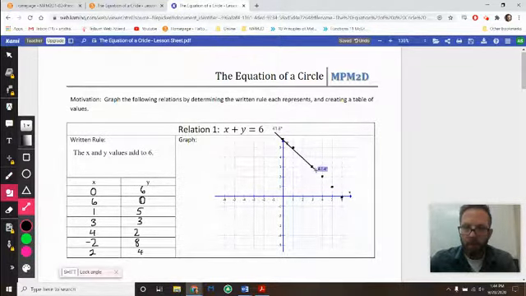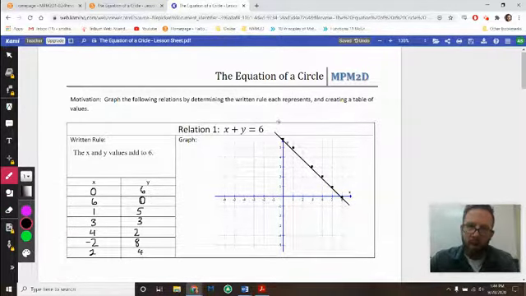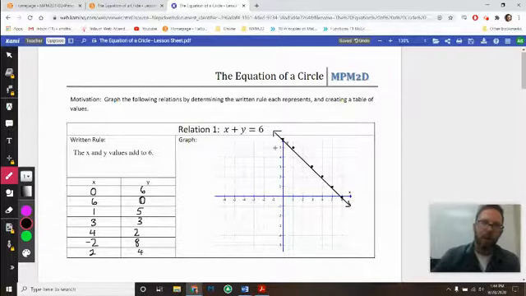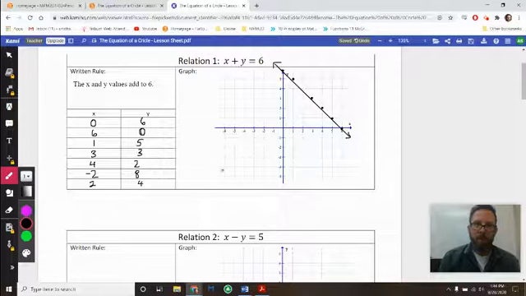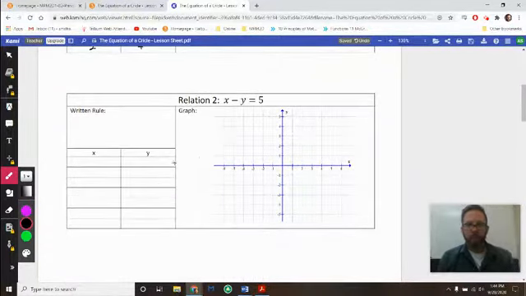And this isn't a surprise to us. We reviewed how the equation of a line can come in many forms. This is one such form. Let's look at another one. X minus y equals 5. So I did the first one. Can you do the second one? Write a rule, see if you can find some points that work.